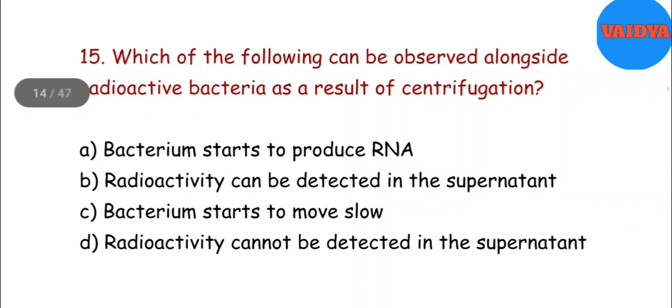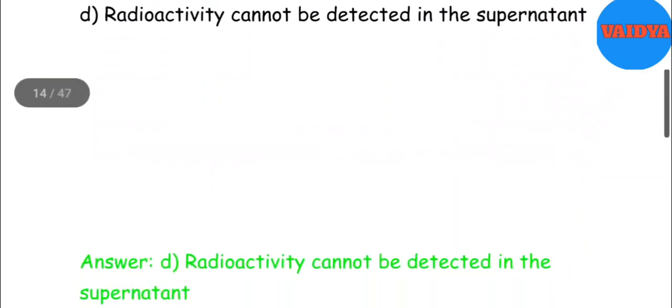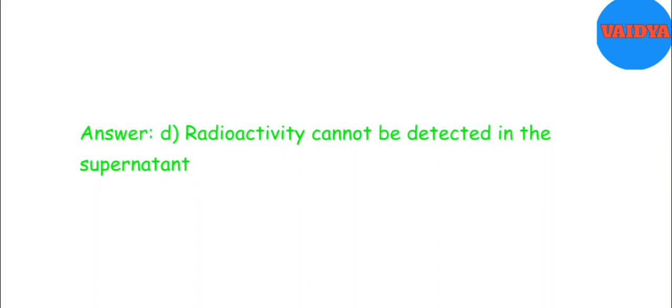15. Which of the following can be observed alongside radioactive bacteria as a result of centrifugation? A. Bacterium starts to produce RNA. B. Radioactivity can be detected in the supernatant. C. Bacterium starts to move slow. D. Radioactivity cannot be detected in the supernatant. Answer. D. Radioactivity cannot be detected in the supernatant.